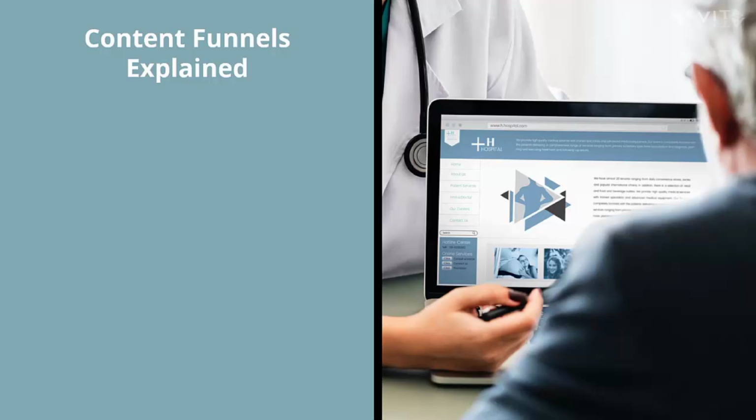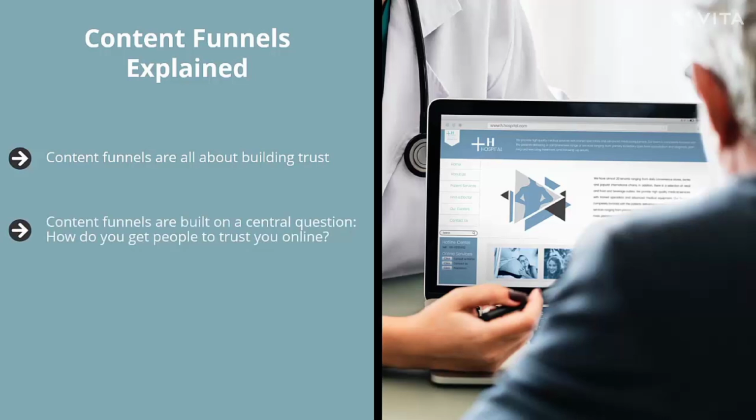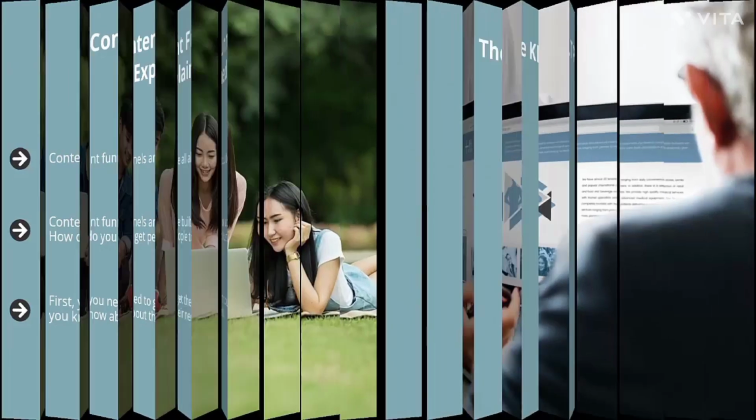Content funnels explained. Content funnels are all about building trust. For somebody to buy something from you, they must trust you. That's the bottom line. Content funnels are built on a central question: how do you get people to trust you online? First, you need to get them to understand that you know about their needs. Second, you have to get them to like your expertise or like your take or your understanding of their problems. This leads to trust. Once you get them to trust you, you can then push them to buy from you.